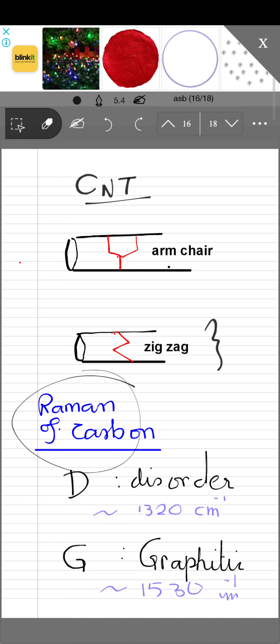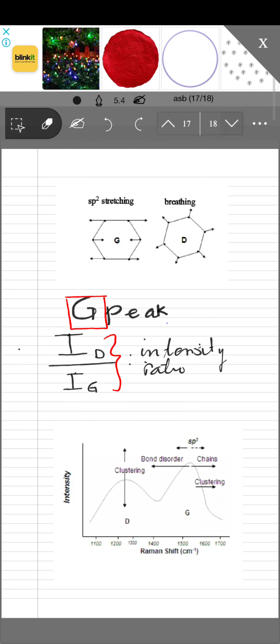Now, coming back to the Raman spectra of carbon, any carbon-related material, if we perform the Raman spectra, we will get two basic fundamental peaks. One is called the disordered peak, and it is around 1320 centimeter inverse, or might be some differences based upon the material. And then we have the normal graphitic peak, which is above 1500 centimeter inverse.